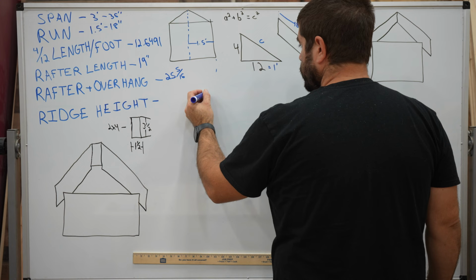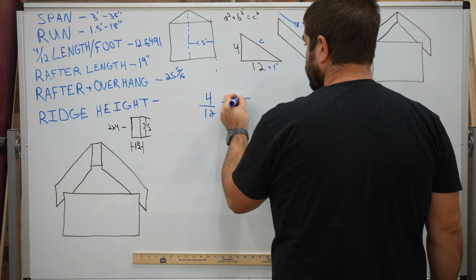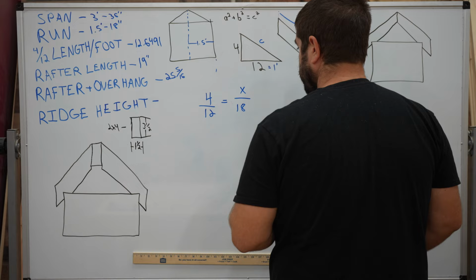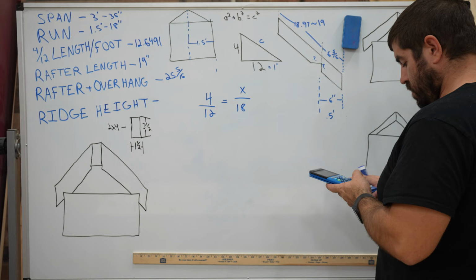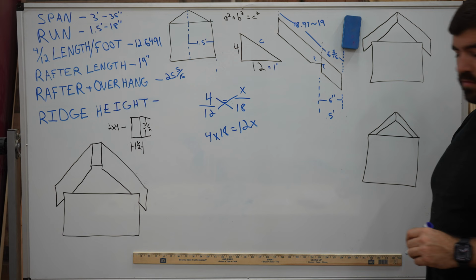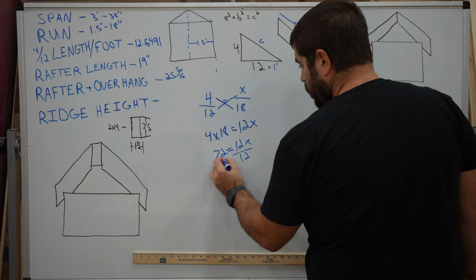The entire portion of the roof we are working on is proportional to the rise and the run. So we can say that the 4-inch rise over 12-inch run of the slope is equal to the unknown total height of the roof over the 18 inches total run of the roof. Then we can multiply across to get 72 is equal to 12x, where x is the unknown total height of the roof. Then we can divide both sides by 12 to get the total height of 6 inches.